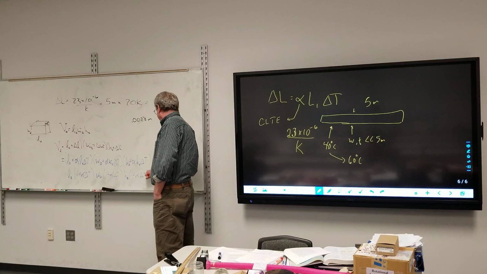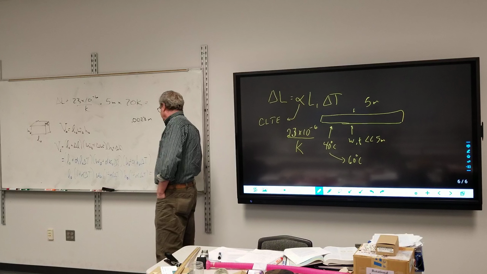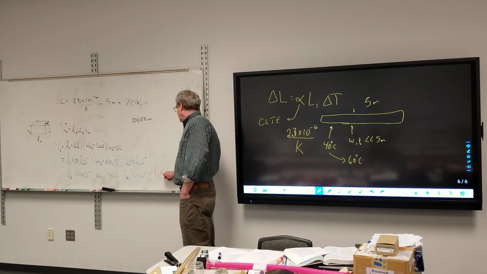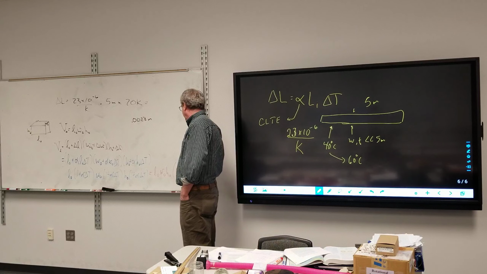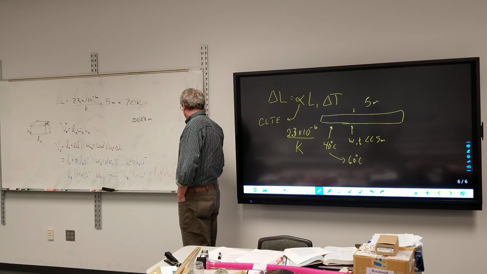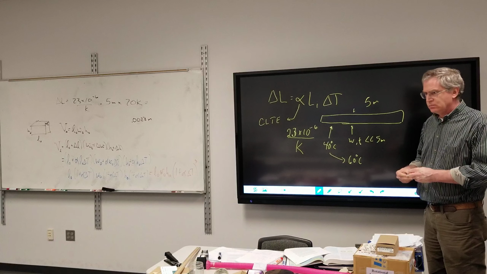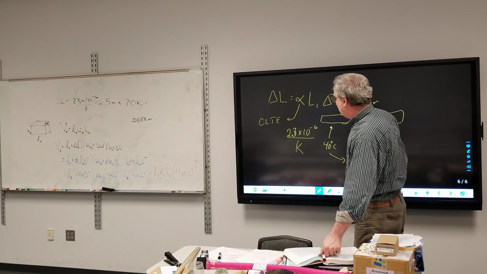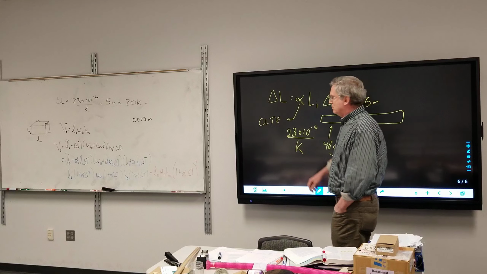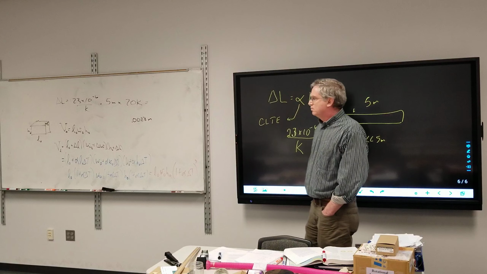Rearranging a little bit, that is just L sub naught, W sub naught, H sub naught times (1 plus alpha delta t) cubed. Questions up to here?